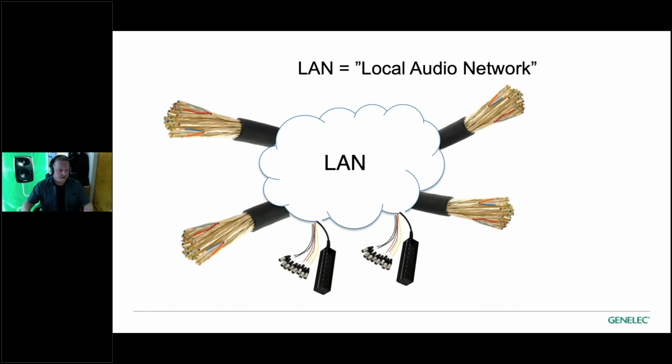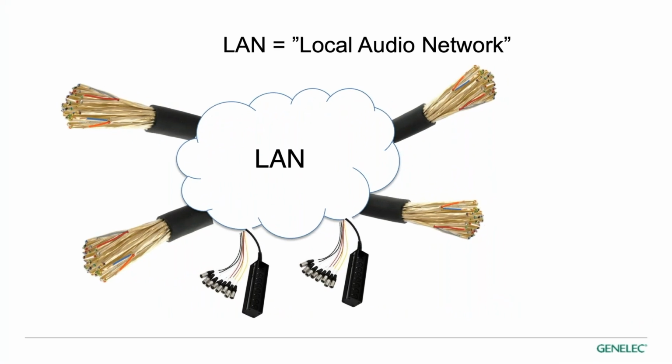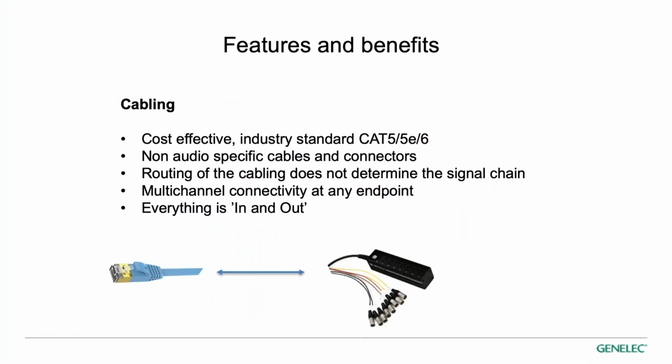And now we'll be talking a little bit about the different features and benefits, why networked audio and using local area networking is a good idea for forming an audio system. First one is the cabling. Network cabling is very cost effective. It's using standardized, industry standard Cat5, Cat5e, Cat6 type of cabling that is easily available all around the world from many different manufacturers. The cables and the connectors are not audio specific.